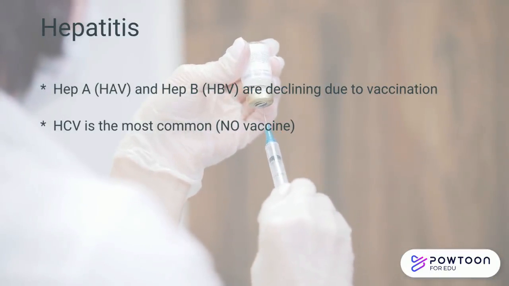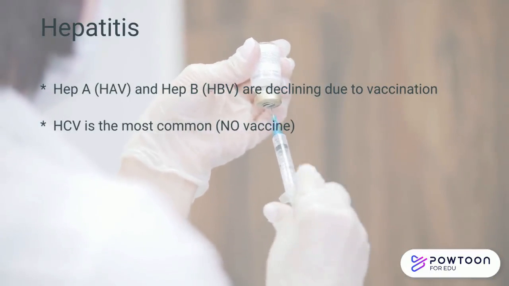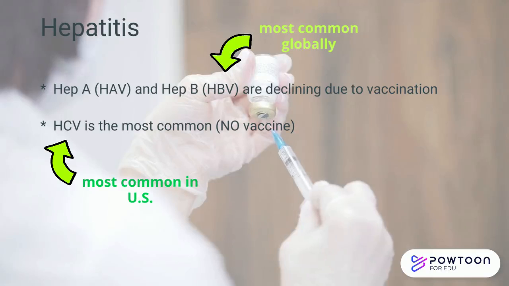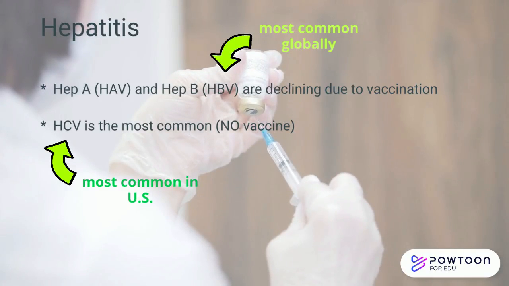Hepatitis A, HAV, and hepatitis B, HBV, are on the decline due to vaccinations. There are vaccinations available for these 2 subsets of hepatitis. Hepatitis C, on the other hand, is the most common, and there is no vaccine for hepatitis C.